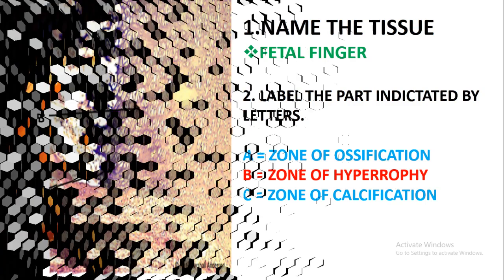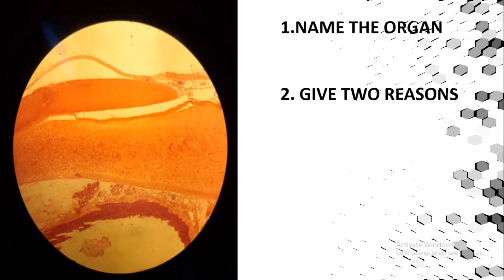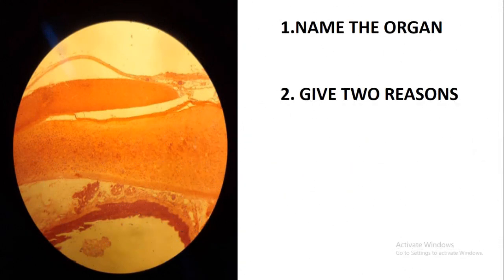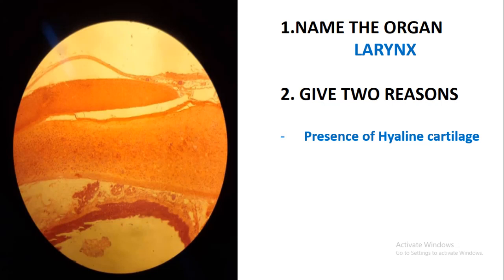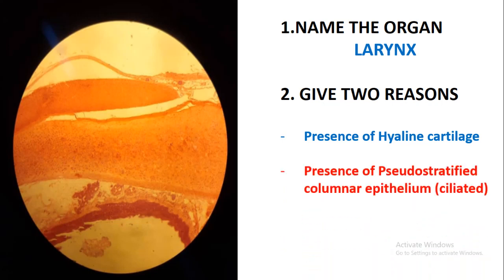Next, the next one is name the organ. If you look at this organ, this is simply the larynx. Give three reasons. One, the presence of the hyaline cartilage. Two, the presence of pseudostratified columnar epithelium, which is ciliated. Three, the presence of elastic cartilage. Let's quickly move on and look at the next question.